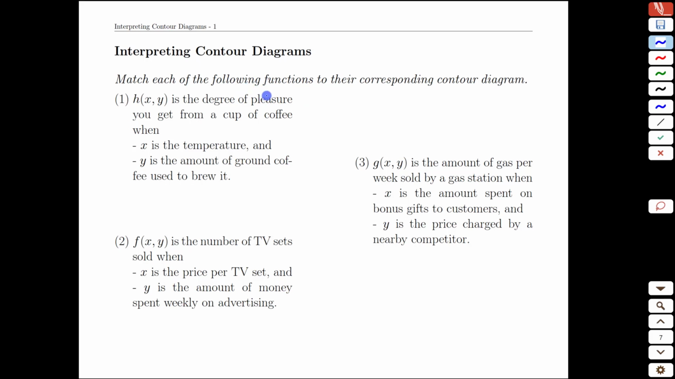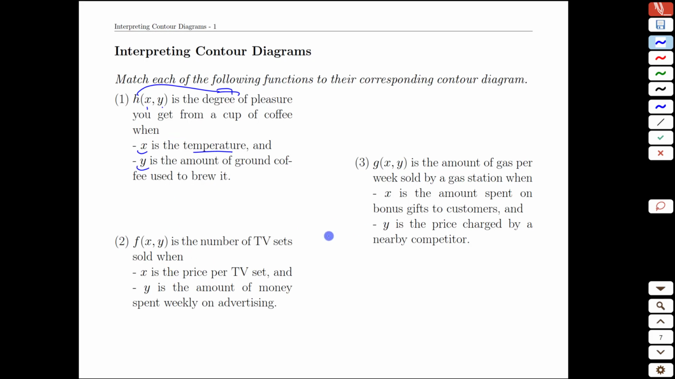In this video, we're going to explore contour diagrams and the relation to word problems or verbal descriptions of functions. We're going to look at three variations here. In one function, we're going to have a function of two variables where h is the degree of pleasure that you get from a cup of coffee, and that's going to depend on two variables that we'll consider. There are many others, but two would include the temperature and y being the amount of coffee that was used to brew it, or something to do with the strength of the brew.